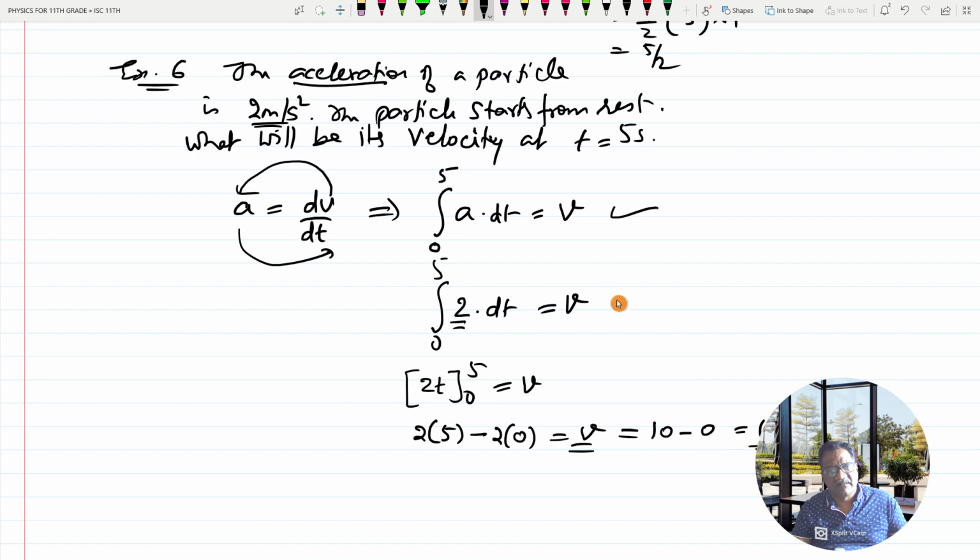So what is the velocity? The velocity at time t equal to 5 seconds is 10 meter per second. This is how you get the answer using your derivative concept.